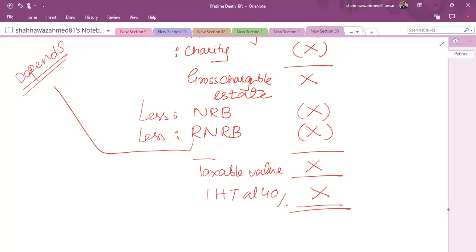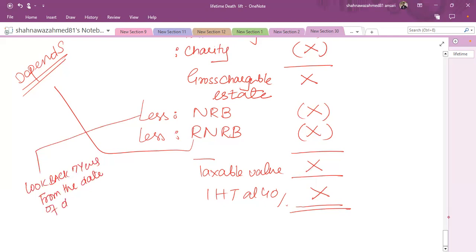Now here, the look back 7 years rule is also applicable, from the date of death rather than the date of transfer of gift.